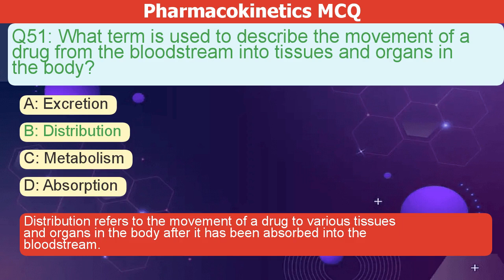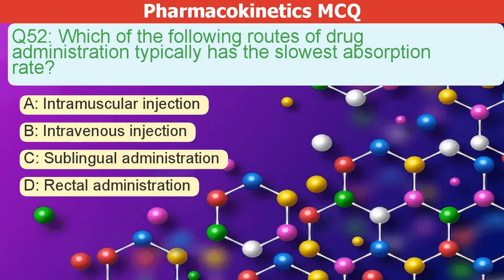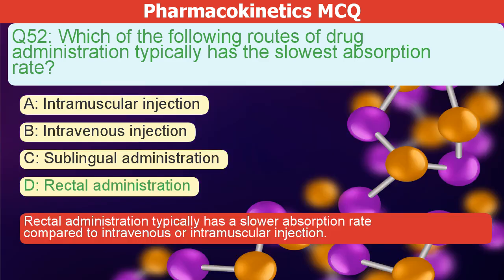into the bloodstream. Which of the following routes of drug administration typically has the slowest absorption rate? A. Intramuscular injection. B. Intravenous injection. C. Sublingual administration. D. Rectal administration. The correct answer is D. Rectal administration typically has a slower absorption rate compared to intravenous or intramuscular injection.